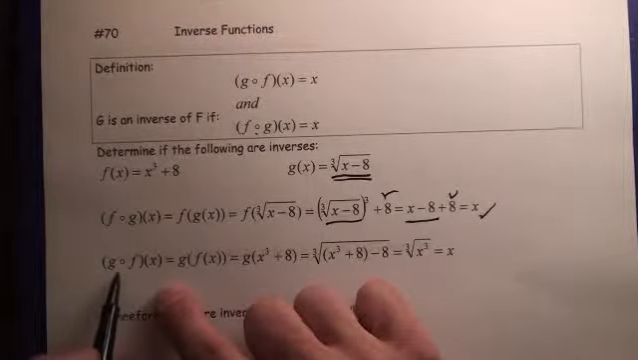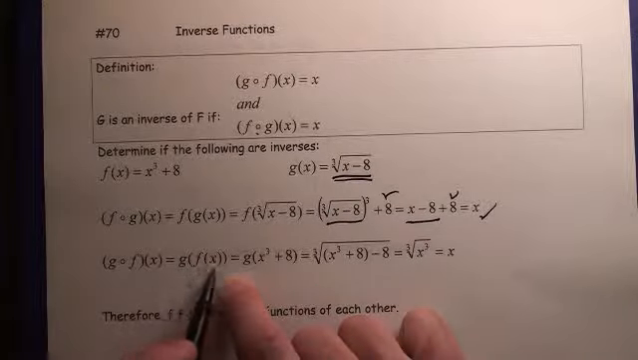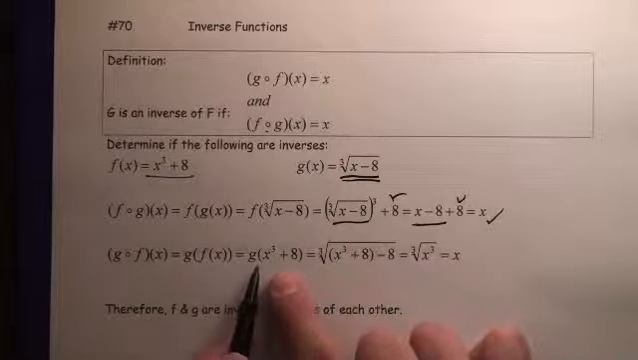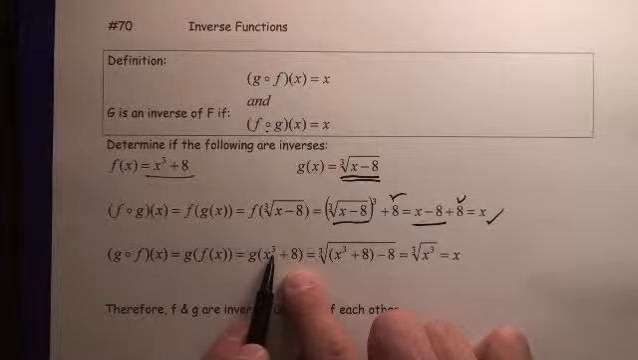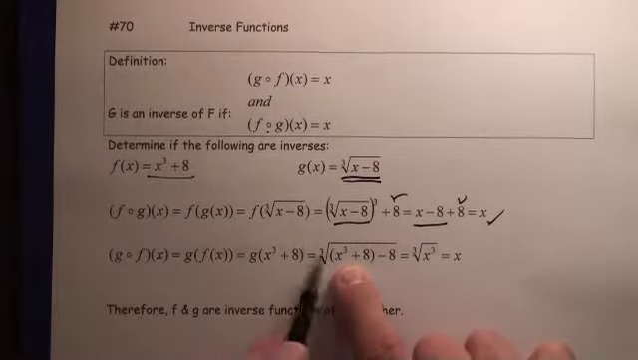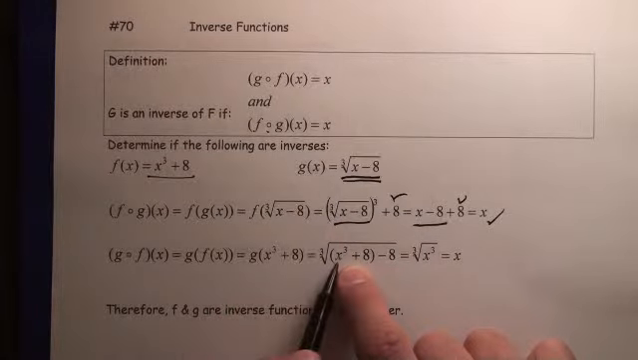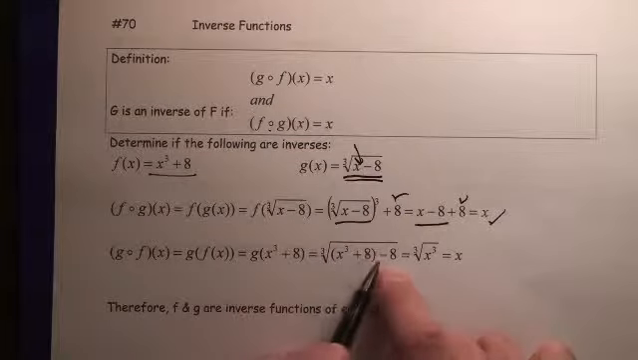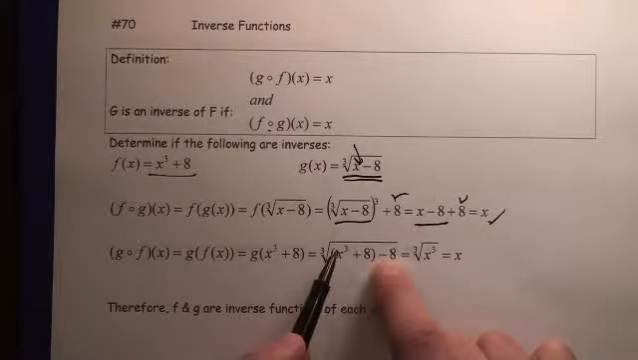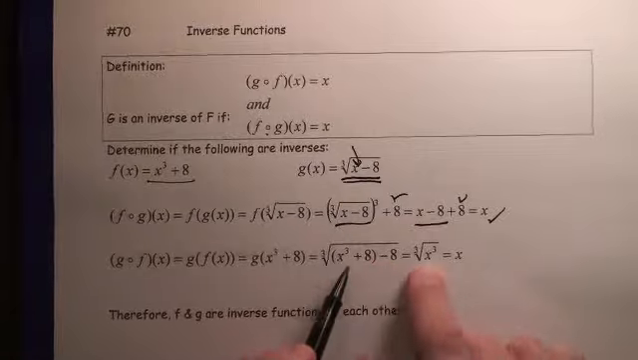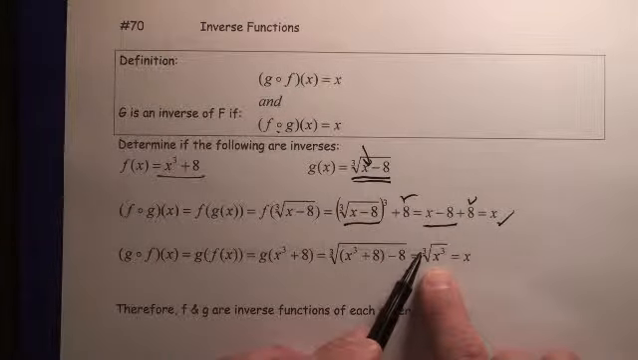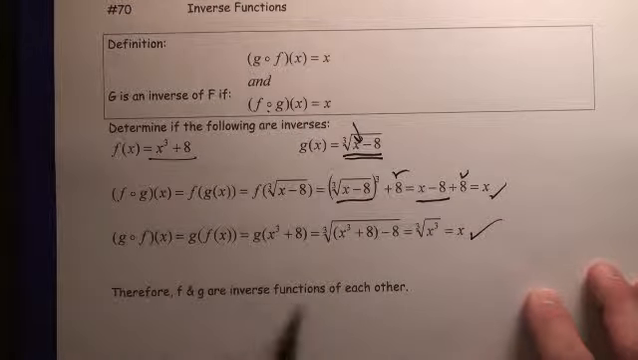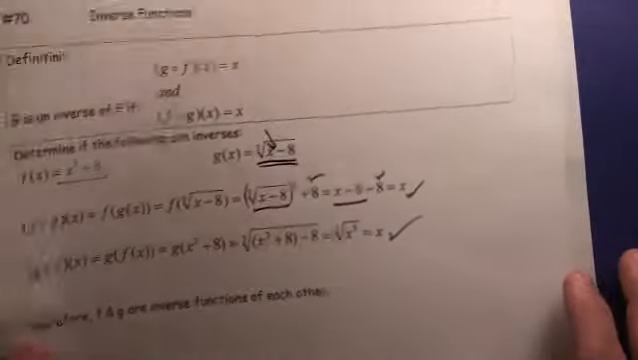Alright, now we're going to do G compose F. So we're going to take the F of X equation and plug it into that X for G of X. So we're going to have G of X cubed plus 8. Now we're going to do the cube root function. We're going to plug the X cubed plus 8 in for this X right here, and then subtract 8 from that. Well, if you just subtract 8 here, because you're allowed to add those like terms, you just get X cubed. Then we're going to take the cube root of X cubed, which is X. Therefore, F and G are inverse functions of each other.